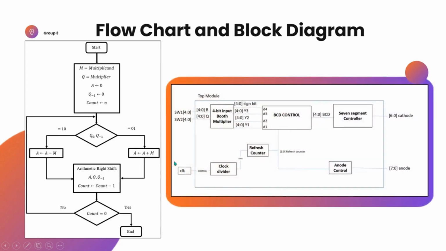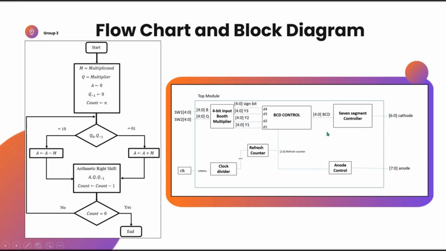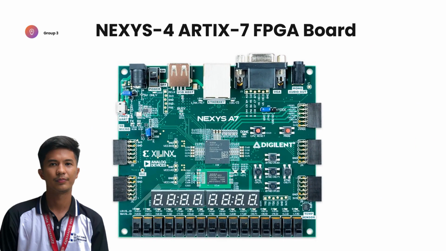For the block diagram, it shows the top module of the Booth multiplier when implemented in a 7-segment display. This presents the blocks of Booth multiplier, clock divider, refresh counter, anode control, BCD control, and 7-segment controller. And then we have here the Nexys 4 Artix-7 FPGA board.